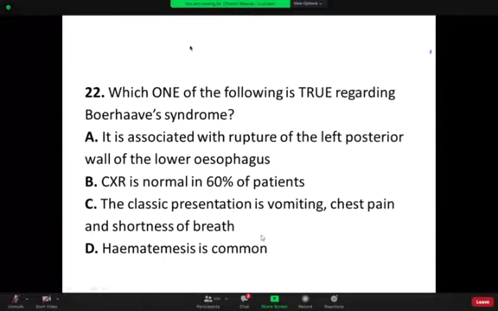Classical presentation කිව්වා hematemesis is not seen in Boerhaave. ඒක ඉන්නේ Mallory-Weiss syndrome එකක් තිබුණොත් නේ. හරිනේ?